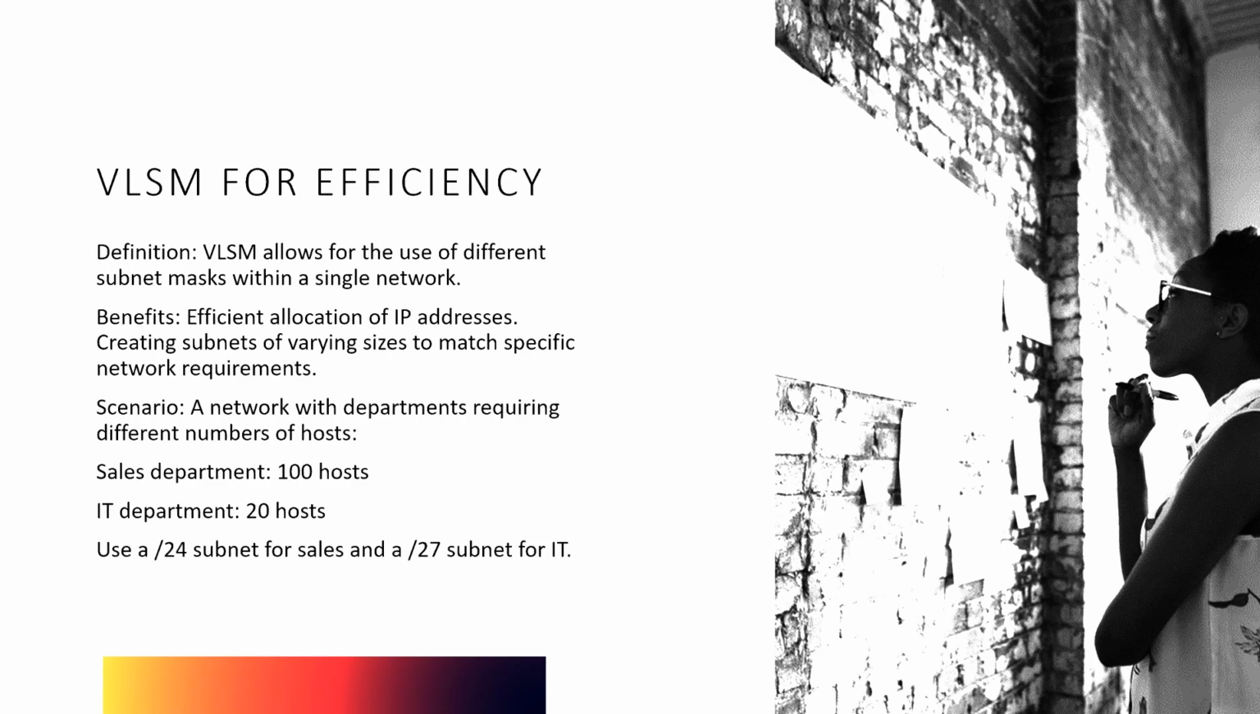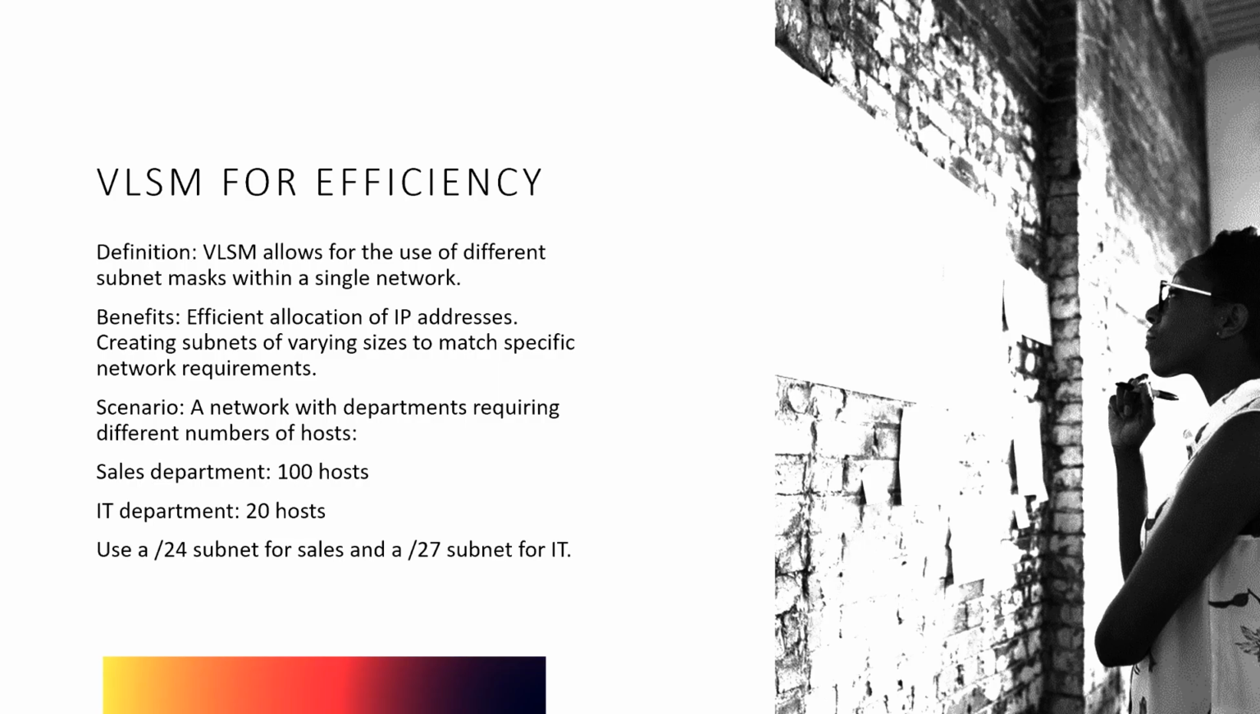VLSM is pretty efficient. It allows for the use of different subnet masks within a single network, and it allocates IP addresses pretty efficiently. Some benefits would be customized subnet sizes to match specific network requirements, reduced IP address wastage, and overall improved network security by isolating different network segments.